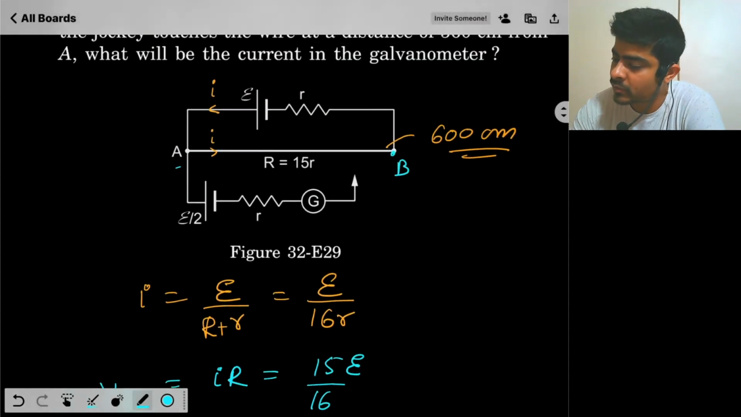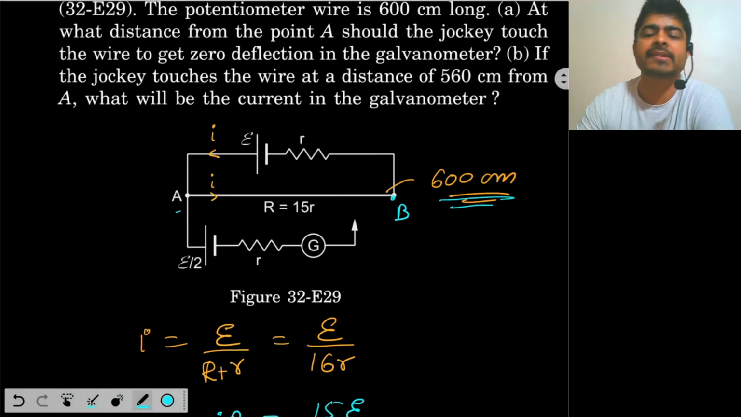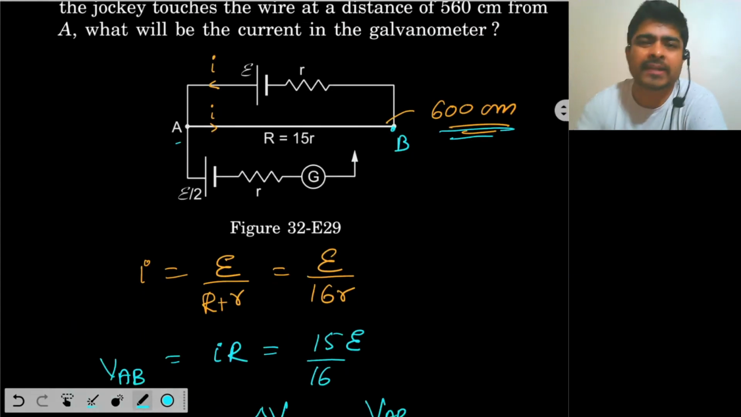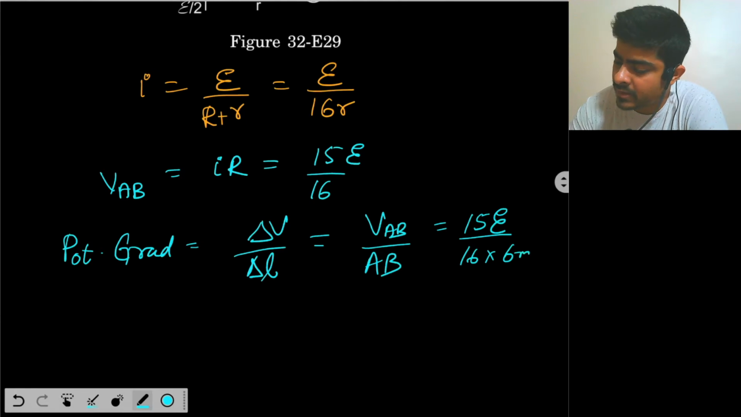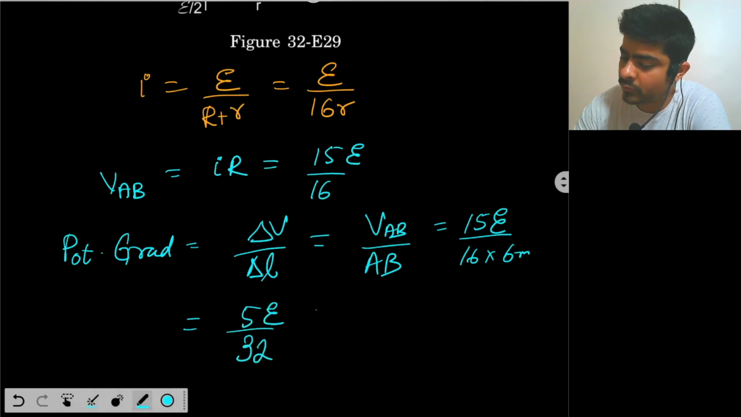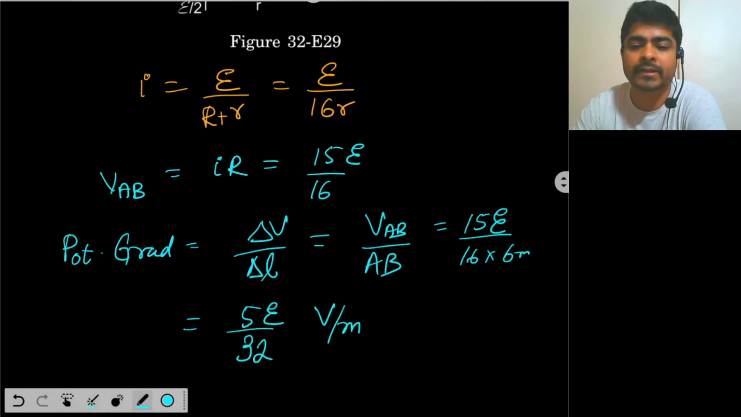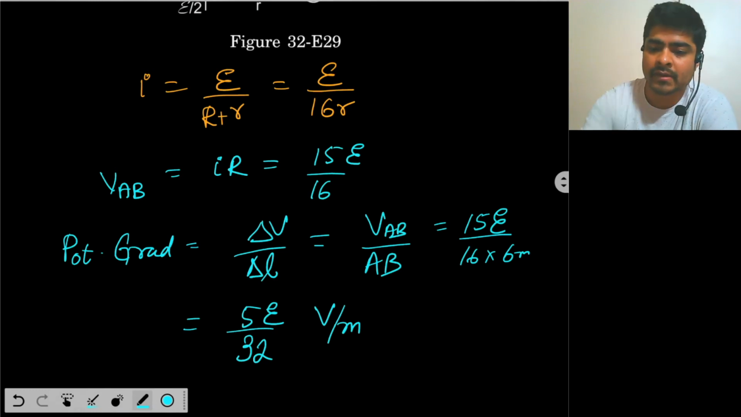Correct? So length is given to be how much? 600 centimeter or 6 meter. I'll write in 6 meter terms. So this will be 15E by 16 into 6 meter. So what do we get? 5E by 32 volt per meter. This is the potential gradient. We found the potential gradient.